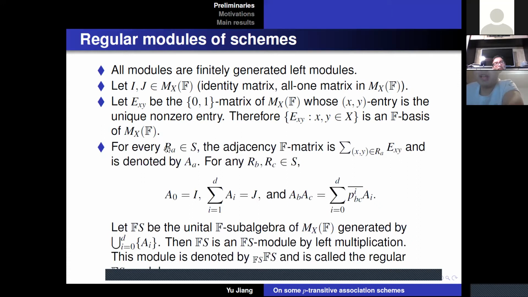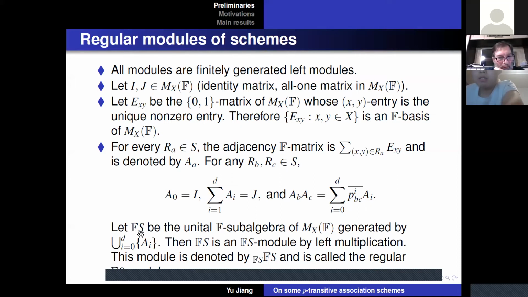For every R in S, the adjacency F-matrix is the sum of all E_xy, where the pair (x, y) is in the relation R. And this one is denoted by A_R. For any Rb, Rc in S, we have the following equations. So A0 is very easy, just the identity matrix. And if you sum all the adjacency F-matrices, you will get the all-ones matrix. And for A_b A_c, you consider the product of them. It gives you the sum over i from 1 to d of p_{bc}^i bar times A_i.